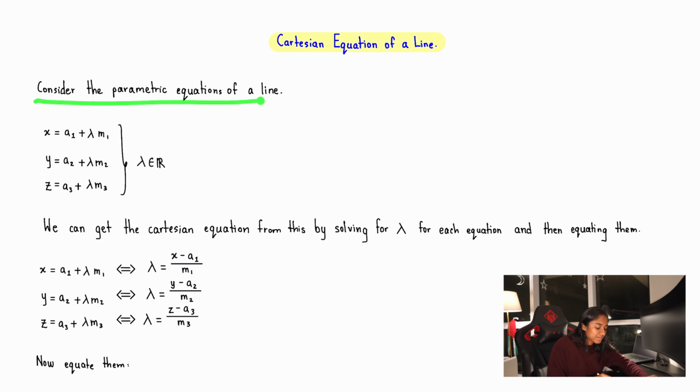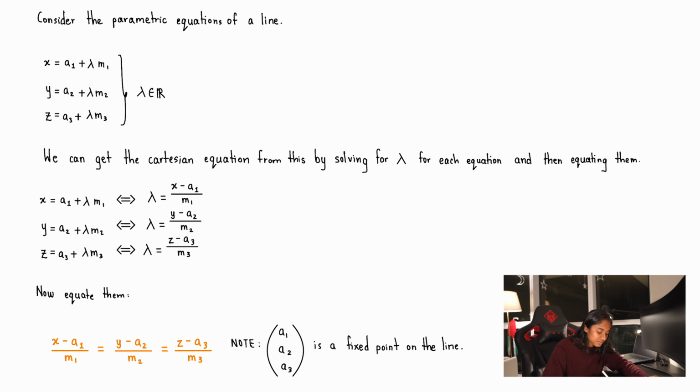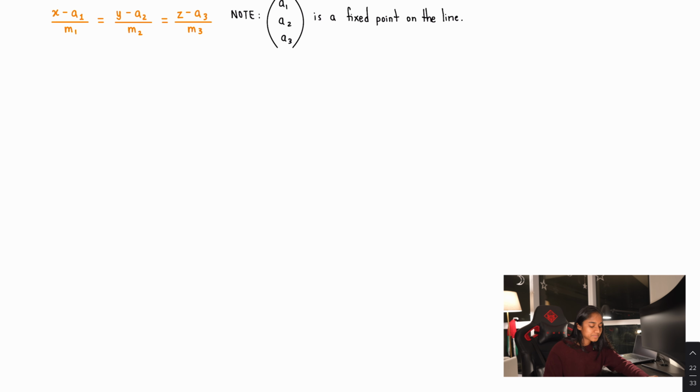So if we consider the parametric equations, as we found before from the vector, we can get the Cartesian equations from this by solving for lambda for each equation and then equating them. So notice how we derive them, right? We have the parametrics, then we solve for lambda for each equation, and then we equate them. Since this is all lambda, we can say that this is equal to this, which is equal to this. And this here is the Cartesian equation of a line. And note that a1, a2, a3 is a fixed point on that line, right?